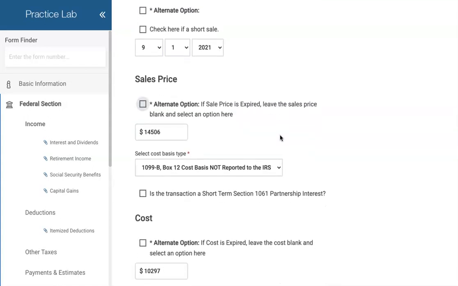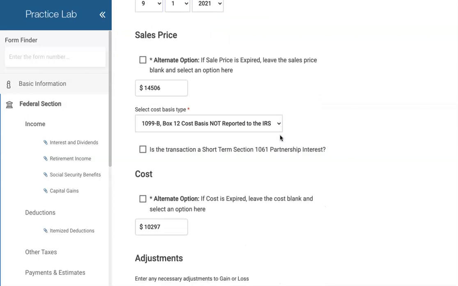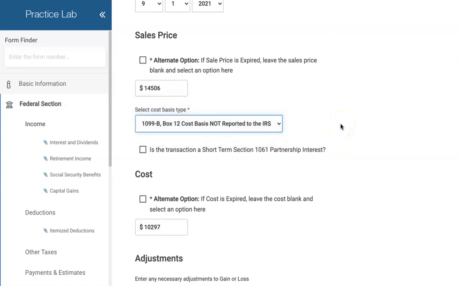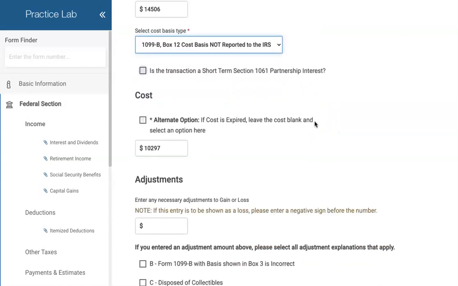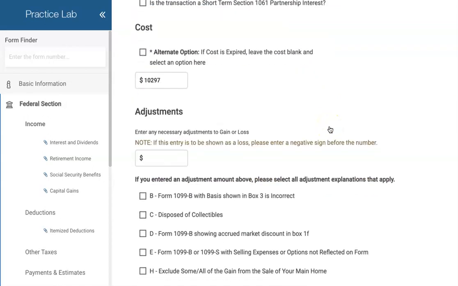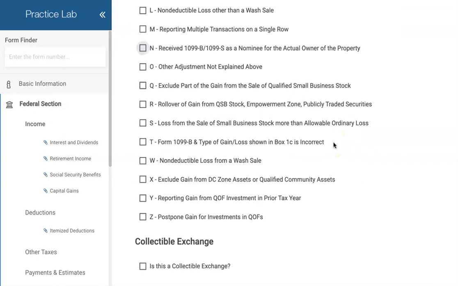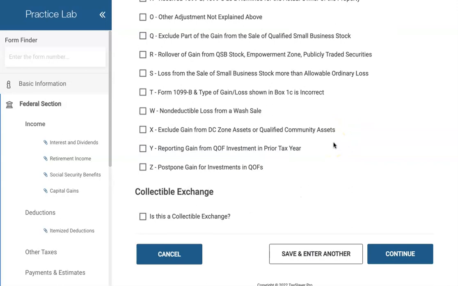Date of sale of September, sales price is from the 1099B. Cost basis, this is real important. You've said it's not reported to the IRS, which you know because the purchase price on the 1099B is blank. Here's your cost, as we discussed earlier. You do not check M because it's not multiple transactions, and that's the way you enter it into TaxSlayer.